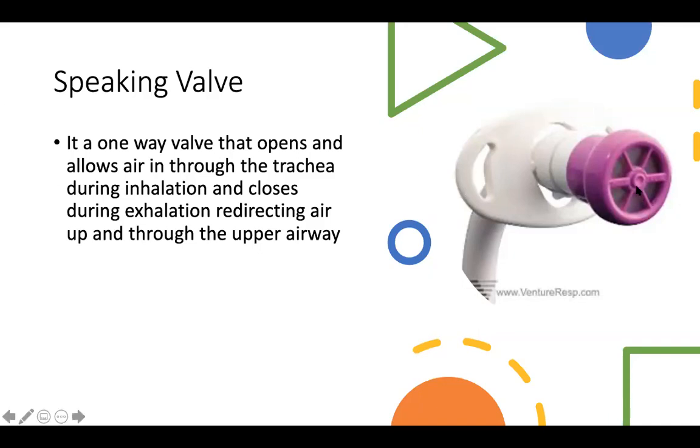So what is a speaking valve? This is how it looks. It is a one-way valve that opens upon inhalation. So when a patient inhales, the air goes through the trach, and then it closes upon exhalation. When the patient exhales, it seals and redirects the air to come out through the upper airway, so through our nose and mouth, if that makes sense.